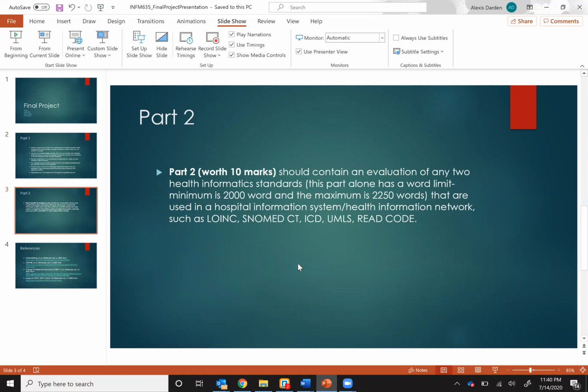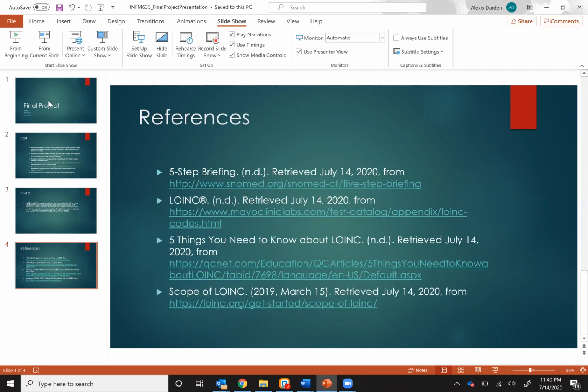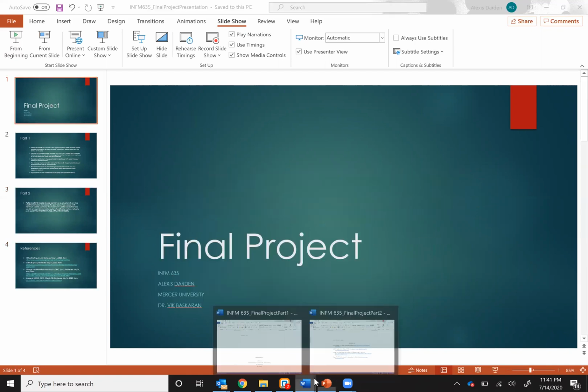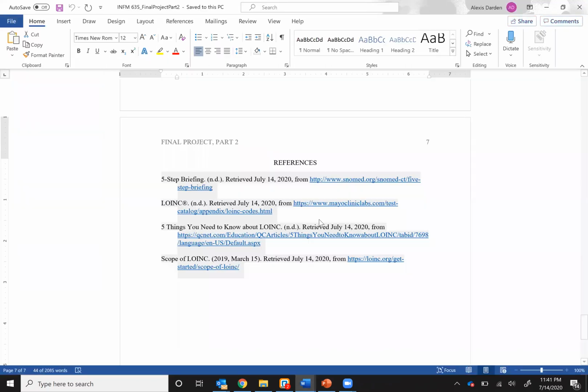So for part two, we were to contain an evaluation of any two health informatics standards that are used in a hospital information system or health information network. And before I continue, I'll show you my references. So for part two, I'll just show my models.